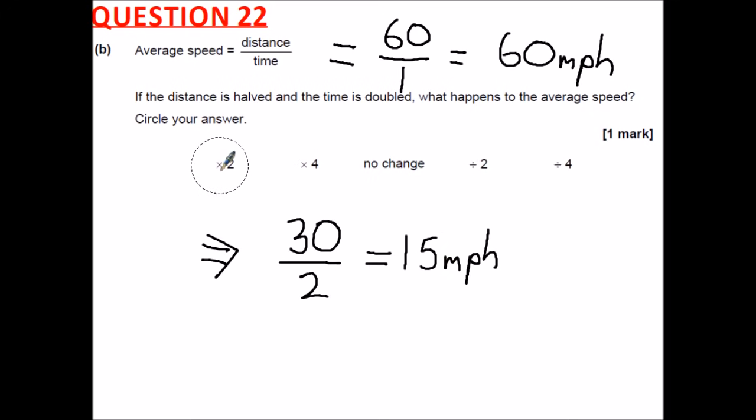So it's not been times by 2, it's not been times by 4. It definitely has changed. Has it been divided by 2? Well, 60 divided by 2 would be 30. So no, the actual thing to circle is it's been divided by 4. 60 divided by 4, a quarter of 60 would be 15. So the speed has been divided by 4.